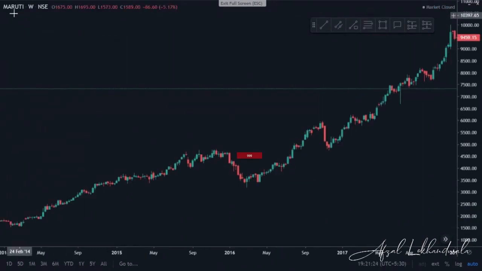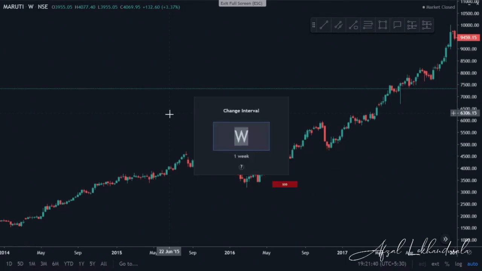You can see on the top left side of the screen, Maruti, W refers to the time frame, that is the weekly. Now I want to shift the time frame from weekly to the daily chart. So what I do is I press the comma key, and then I type D for daily, W for weekly, M for monthly, 60 for hourly, 15 for 15 minutes, and so on. As of now, I want to open the daily chart, so I press D and hit enter.